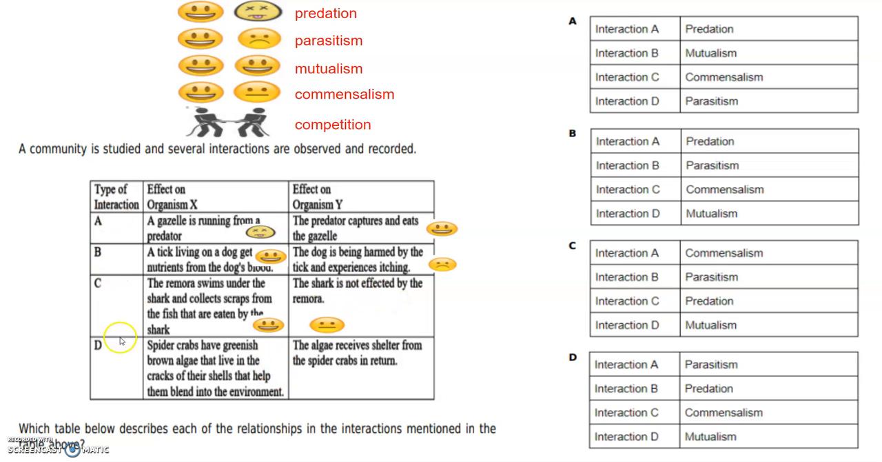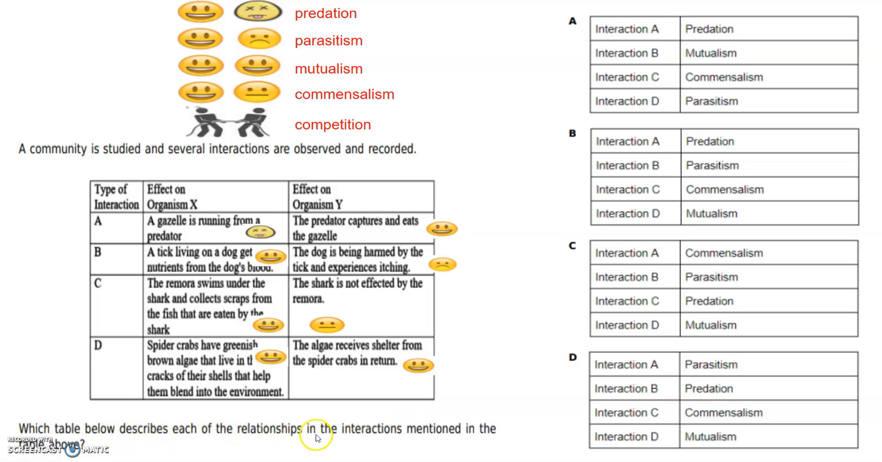And finally, interaction D, spider crabs have greenish-brown algae that live in the cracks of their shells that help them blend into the environment. So if they're blending into the environment, that means they're camouflaging from predators, they're hiding from predators, and that's going to be a good thing for them. The algae receive shelter from the spider crabs in return. So if the algae are receiving shelter, that means they basically have a home. They get protection, which is also a good thing for them.